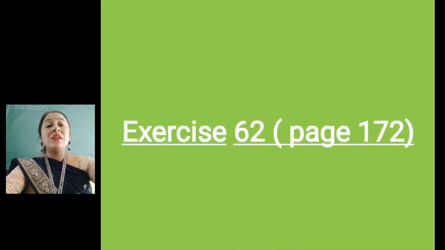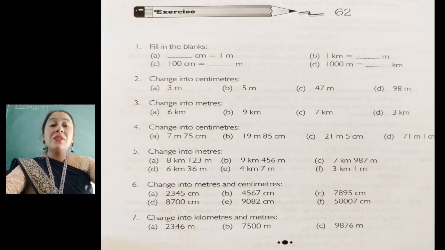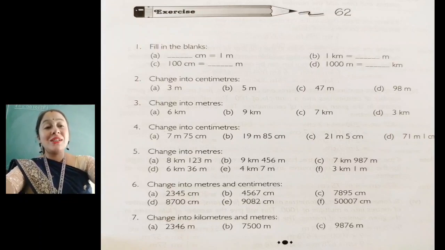So children, in today's class, we will do exercise 62, page number 172. So all of you get ready with your book and with your copy too. This is exercise 62, children, which we are going to do today. We will do 1 to 7, and the remaining work, whichever is left out, will be given as your home assignment. So without any delay, let us proceed to our class.